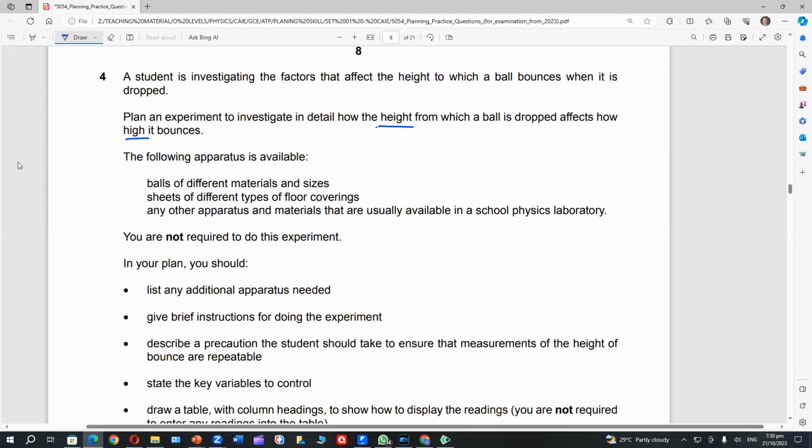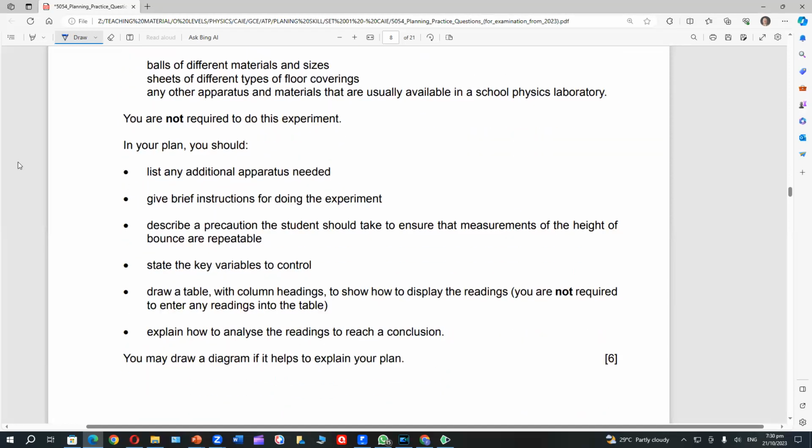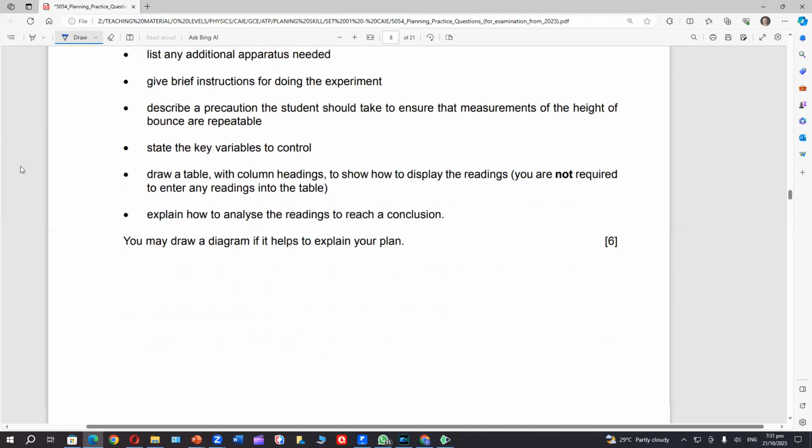In your plan, you should list any additional apparatus needed. Give brief instructions for doing the experiment. Describe a precaution the student should take to ensure that measurements of the height of the bounce are repeatable. State the key variables to control. Draw a table with column headings to show how to display the readings. Explain how to analyze the readings to reach a conclusion.